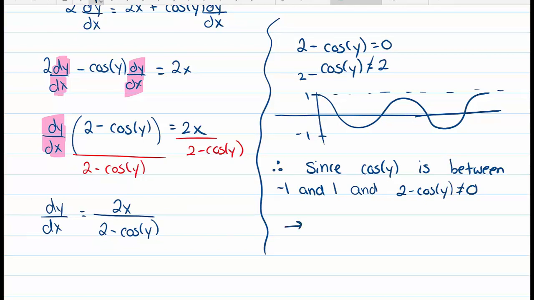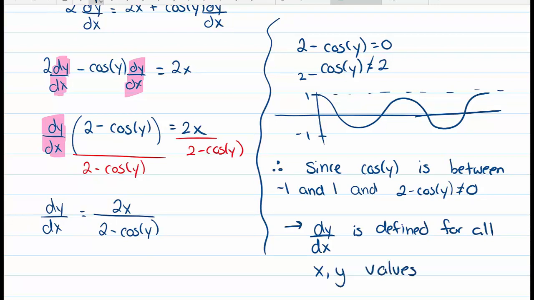Therefore, dy dx is defined for all x and y values. Now the reason I don't have to check x is because x is in the numerator, so I can plug anything in and it'll work. Okay, so that's how you prove that the derivative is defined at every single point.